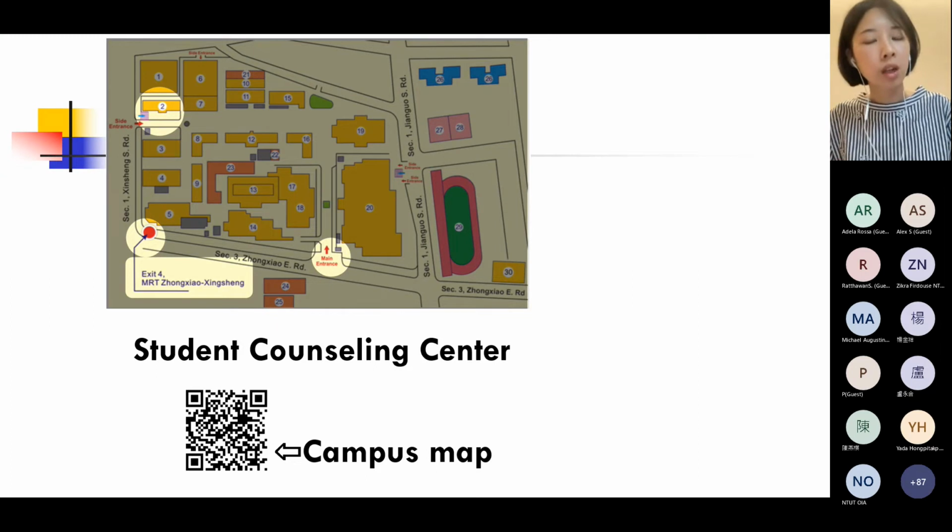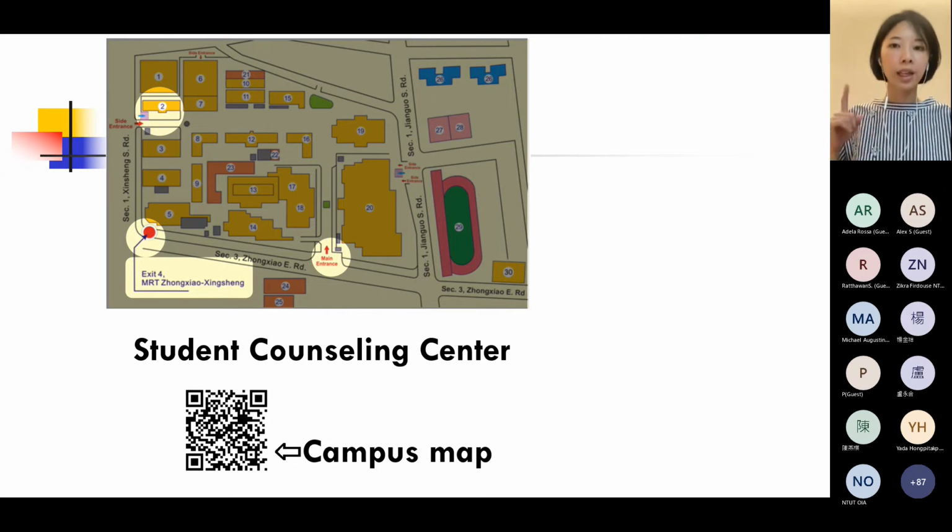So for the student counseling center, where exactly is the location? When you are able to come to the campus, find the main entrance to the campus, then go straight to the end, and then turn left to the end. On the right hand side, you'll find a building called Sun Yat-sen Memorial Hall. We're on the 2nd floor and 4th floor. And you can scan this QR code to see the campus map.